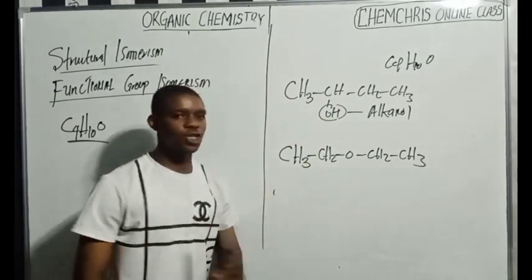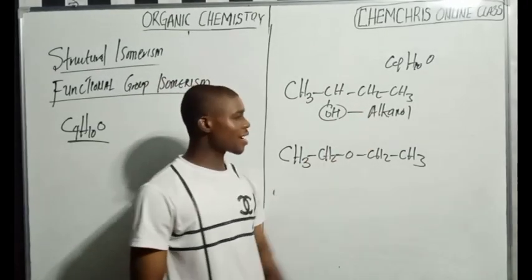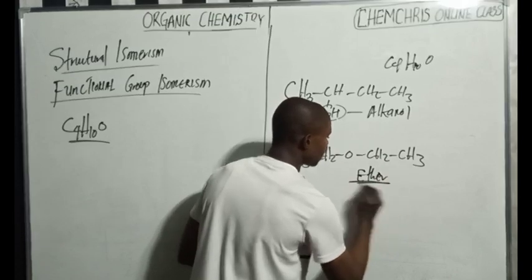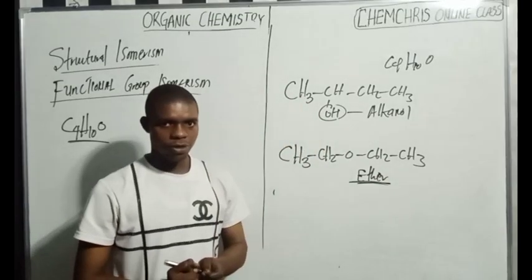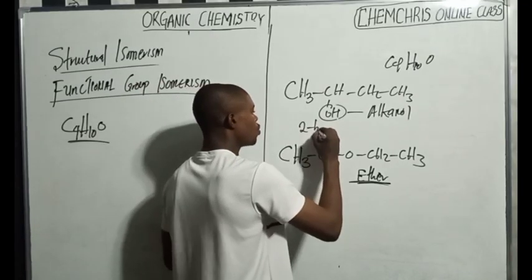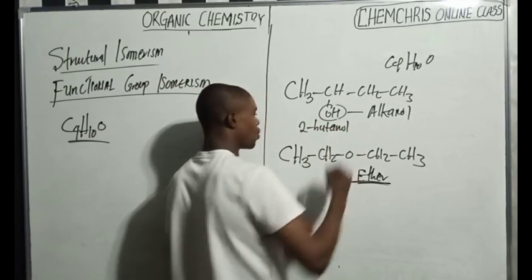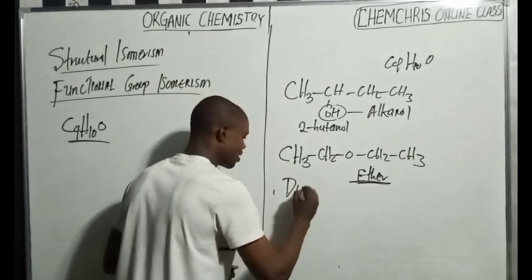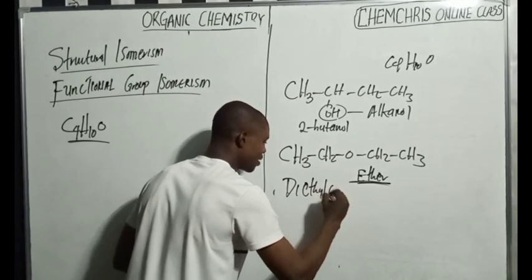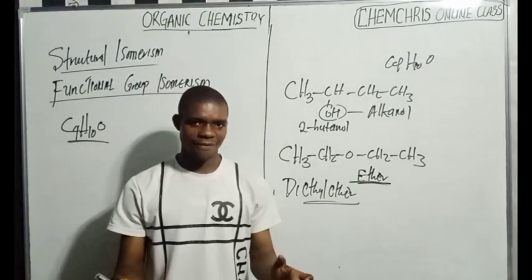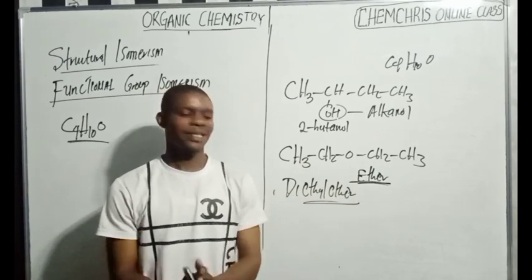But guess what? The functional groups are not the same. This is what we call alkanol. This is called ether. The functional group here is called ether. Do you understand? As a matter of fact, the name of this one is 2-butanol. Now, the name of this one is diethyl ether. Diethyl what? Ether. You see?